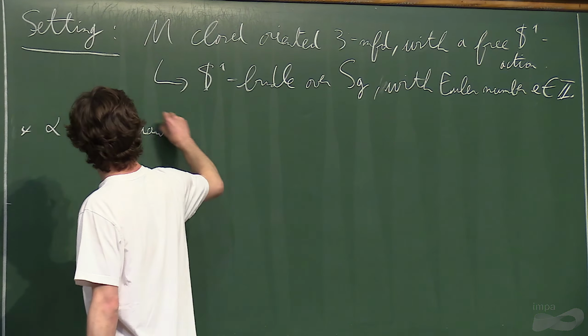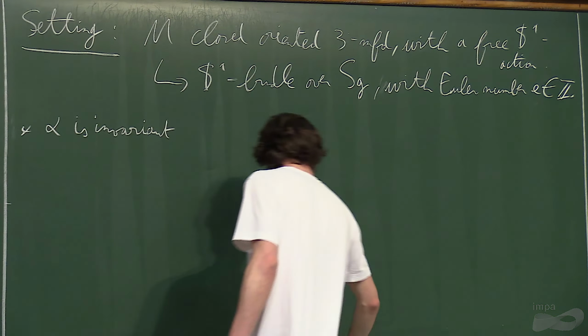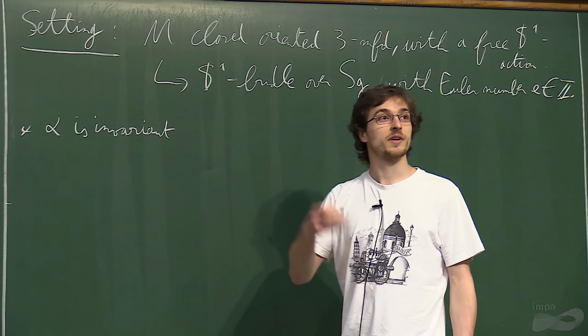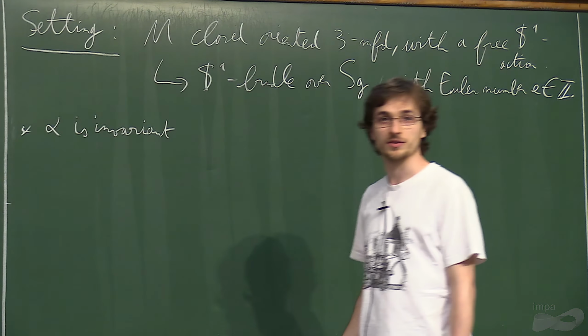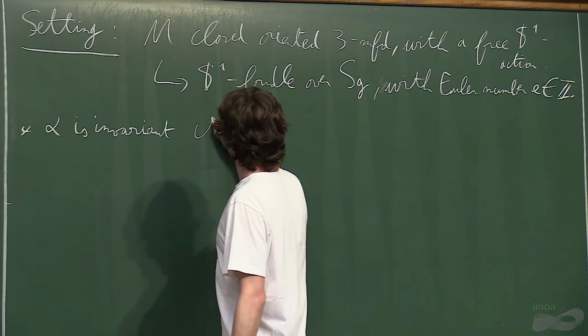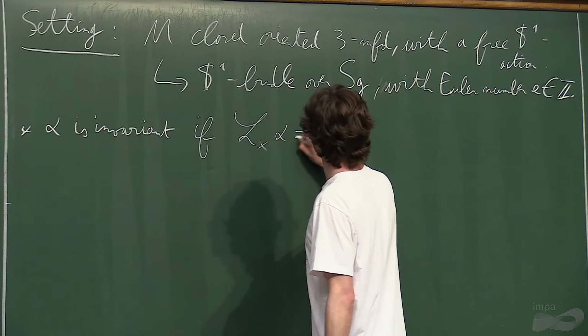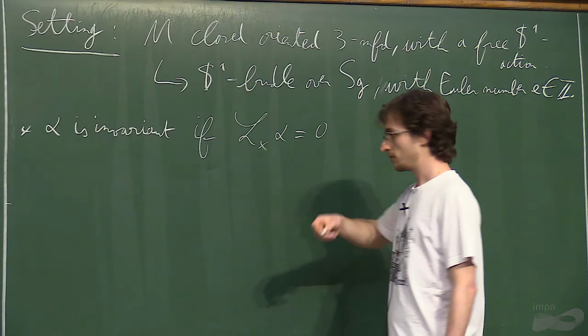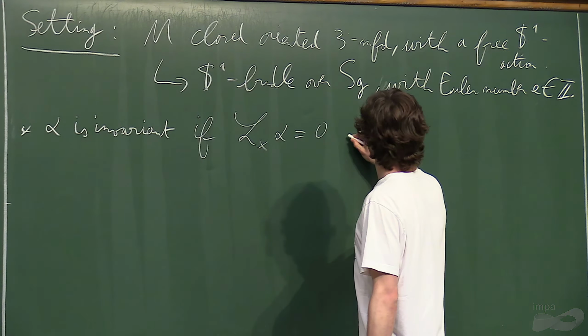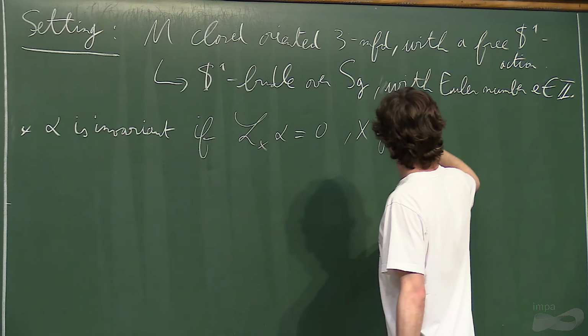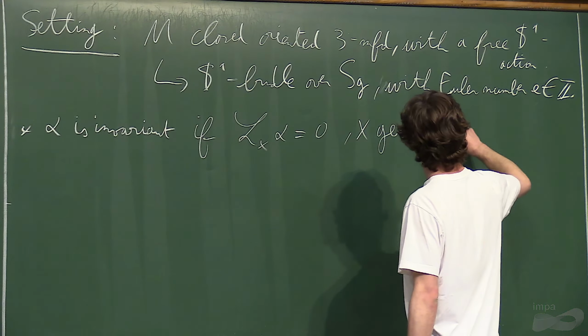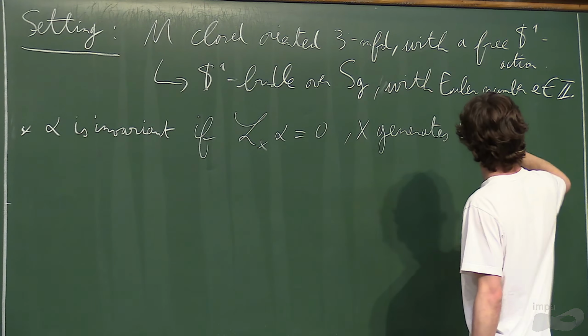Is invariant. Well, if it is invariant, meaning that if I pull it back by the flow of the action, then I just get the same thing. And one synthetic way to write it is that the Lie derivative of alpha is 0, where X is the direction of the action. So X generates the action.